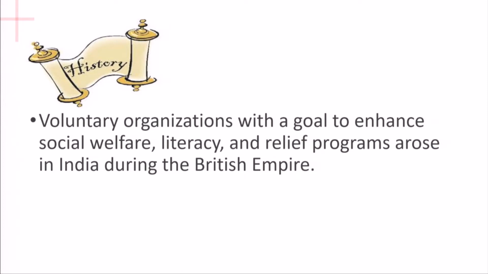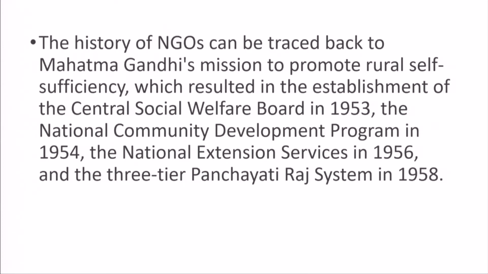Voluntary organizations with a goal to enhance social welfare, literacy and relief programs came into existence during the British rule. The history of NGOs can be traced back to Mahatma Gandhi's mission to promote rural self-sufficiency, which resulted in the establishment of the Central Social Welfare Board in 1953, the National Community Development Program in 1954, the National Extension Services in 1956 and the three-tier Panchayat Raj system in 1958.